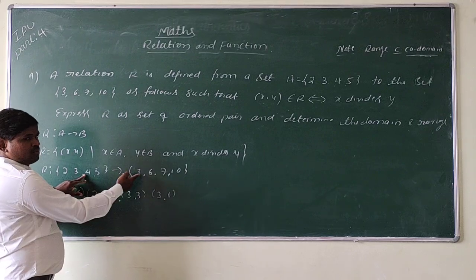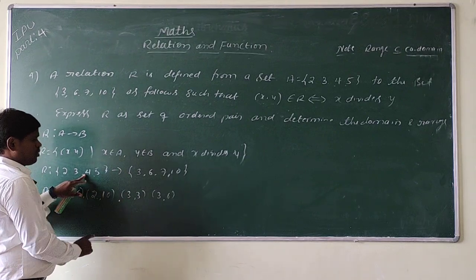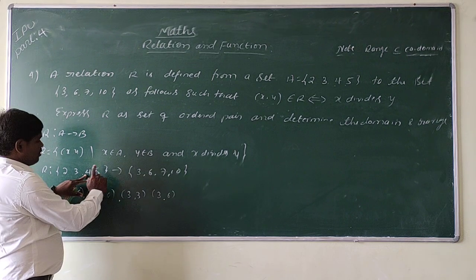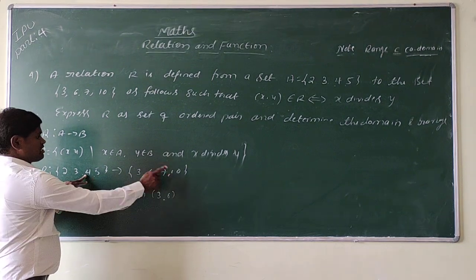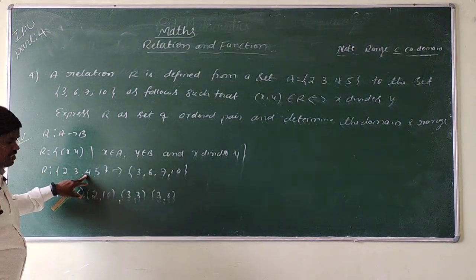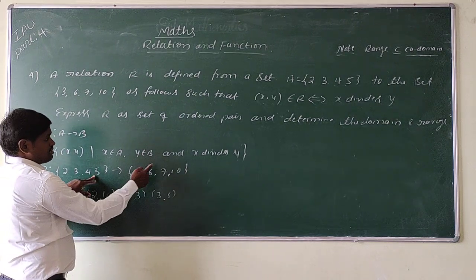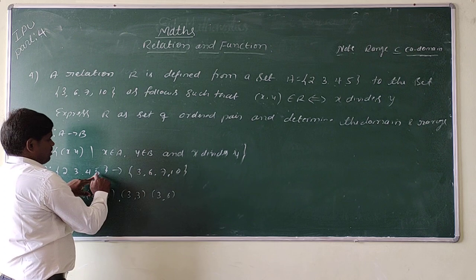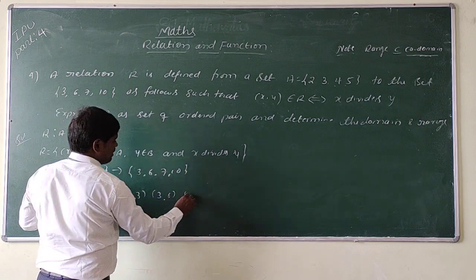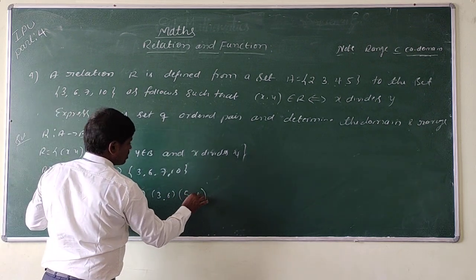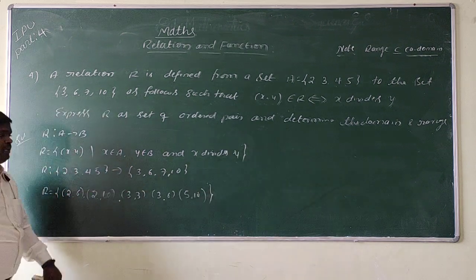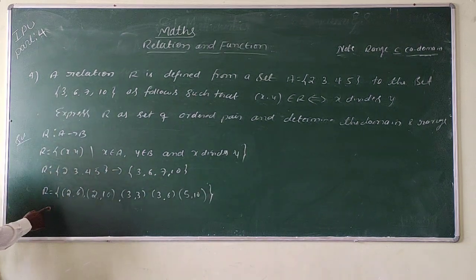So 4 does not divide 3, so not belongs to R. 4 does not divide 6. 4 does not divide 7. So therefore they do not belong to the relation R. Now 5: 5 does not divide 3. 5 does not divide 6. 5 does not divide 7, and 5 divides 10. That is true. So therefore (5, 10) belongs to the relation R. Okay, so this is the relation R.